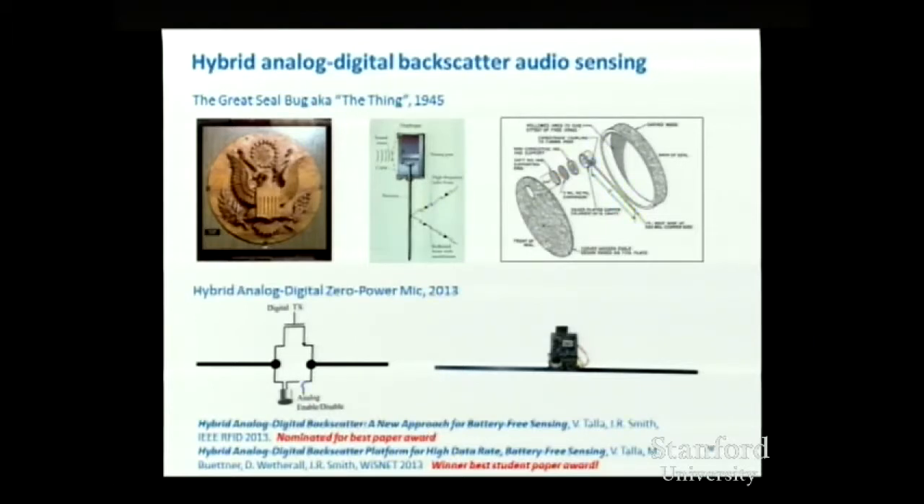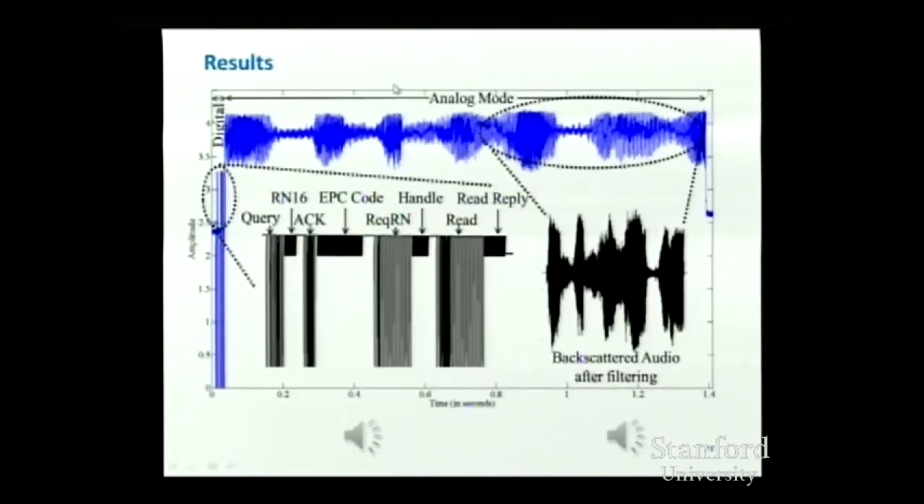We can send it a command to enable the microphone, in which case it closes this switch, and now the microphone is going to be directly connected to the antenna. And so it's going to go into an analog backscatter mode where it's actually backscattering audio in the same way that this Great Seal Bug did. What you see in the blue up here is the digital communication, digital traffic between the tag and reader. And then when it goes into analog backscatter mode, you see this trace here. So this is actually audio that is being backscattered.